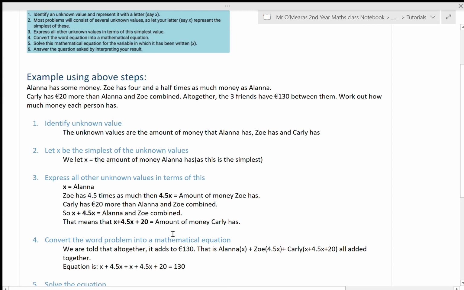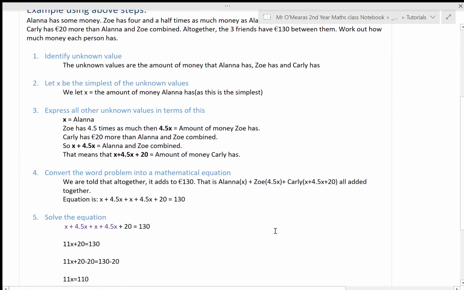Okay. Step 4, convert the word problem into a mathematical equation. Now we've already converted some pieces already, so it's just a matter of putting them together and letting that equal something, because an equation is something that has an equals in it, so they must be equal to something. And then you reread the question. It says altogether the 3 friends have €130 between them. So that means that you add their total, what each person has together, to get 130. So that's what we end up doing.